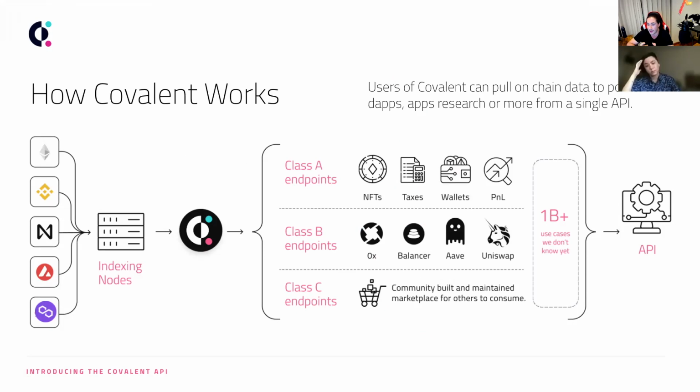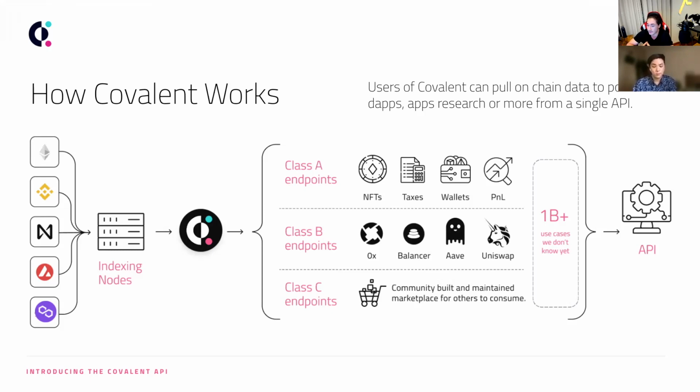So those will be balances, transactions, NFT data, token holders, and log events. Essentially, you can power your NFT marketplace, your wallet interface, or you can even build a tax calculator by just using our Class A endpoints. And Class B endpoints are more protocol specific. For instance, an endpoint related to PancakeSwap will be only applicable to Binance Smart Chain.